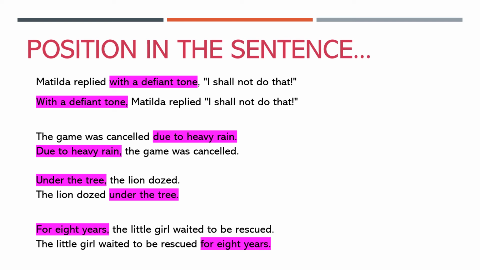The game was cancelled due to heavy rain. I've taken the adverbial, due to heavy rain, and put it at the beginning of my sentence. Notice the fact that I've also added the comma because it's a fronted adverbial. Due to heavy rain, the game was cancelled. So in both my first 2 sentences, when I moved the adverbial, I turned them into fronted adverbials, so I needed the comma.